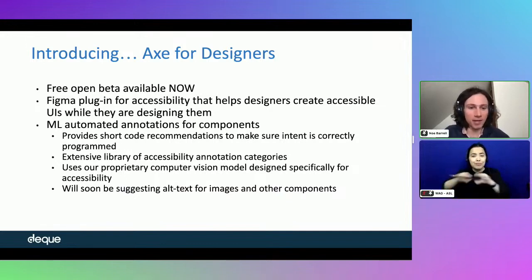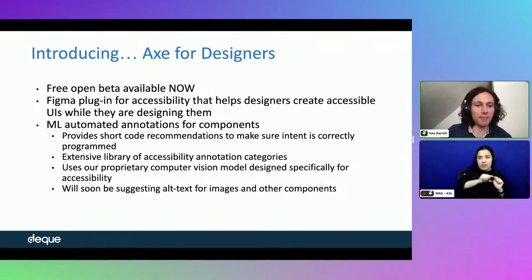And this is a Figma plugin for accessibility that helps designers create accessible user interfaces during the design process. We find that about 2/3 of user interface issues or accessibility issues start during the design process. And this is actually powered by our machine learning. So one of the features that is available now is machine learning automated annotations for components.